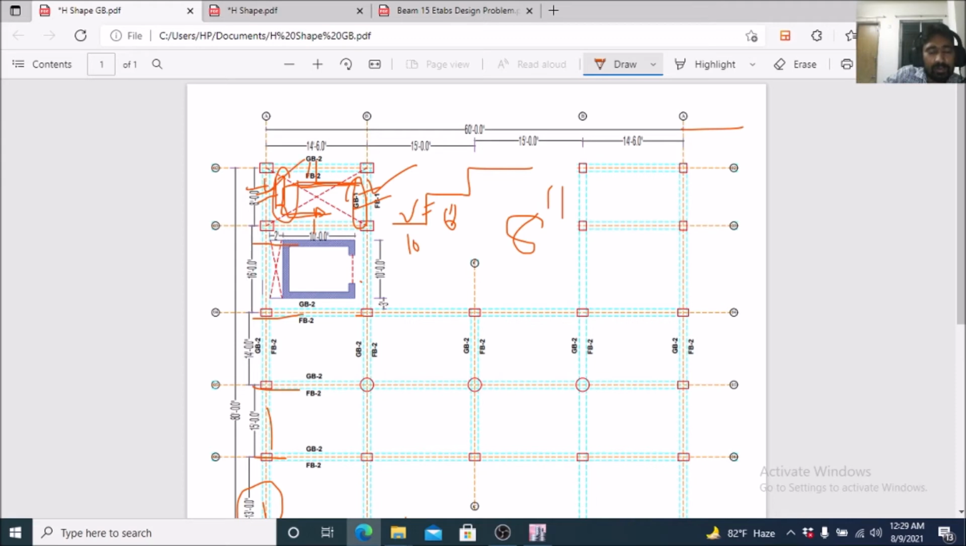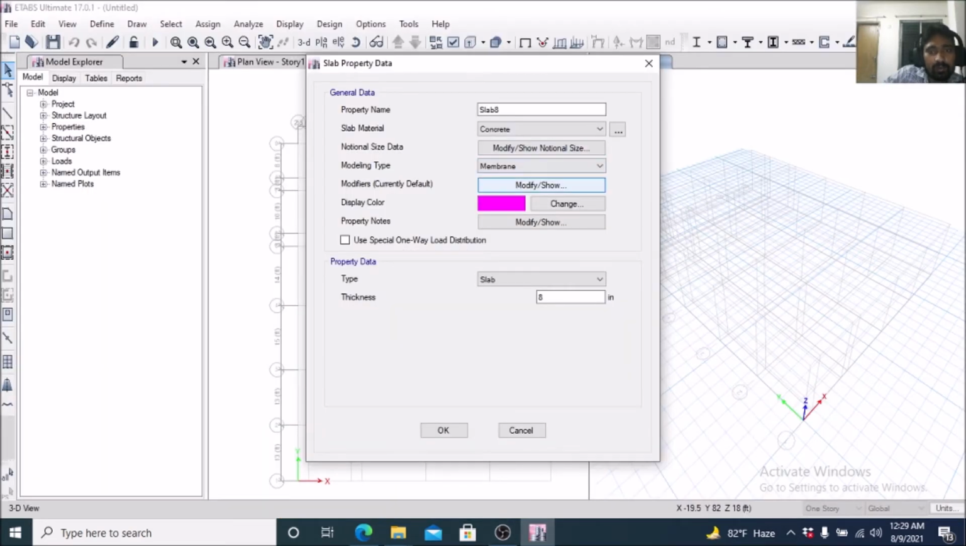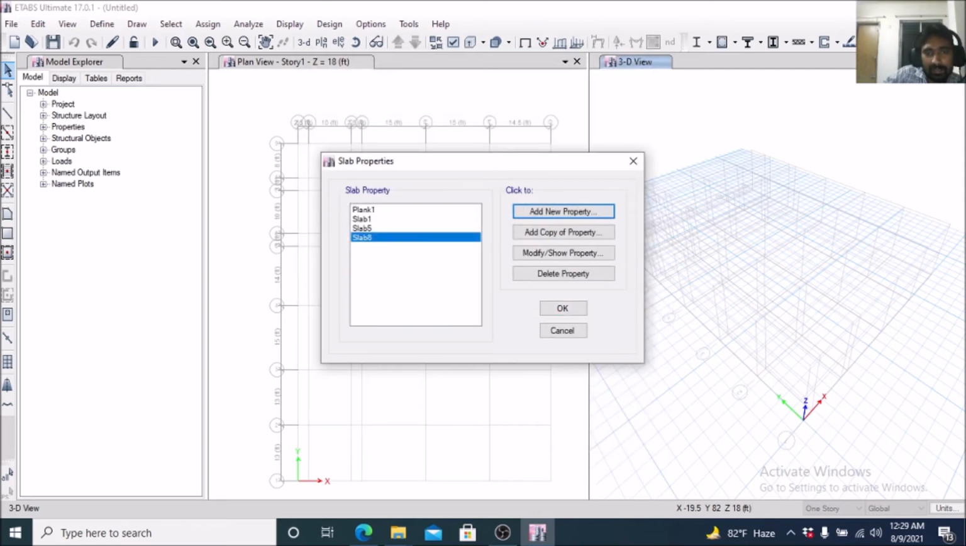So here we can conclude that the load will be distributed in this direction, only one direction, and in this portion the load will not be distributed. That's why it is actually a one-way slab. So we have to click membrane and click use special one-way load distribution, and the thickness should be 8 inch. Slab 5, slab 8 has already been defined here. So finally we have to click OK.